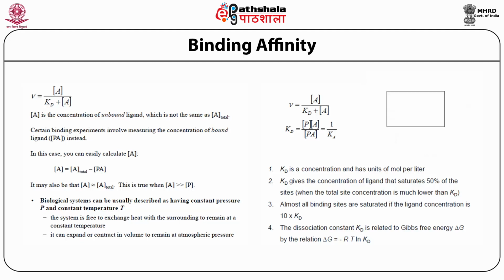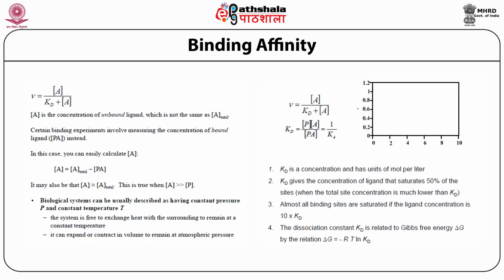Certain binding experiments involve measuring the concentration of bound ligand PA instead. In this case, you can easily calculate the value of A as A total minus PA. It may also be that A equals A total. This is true when the concentration of A is very high, much greater than P.